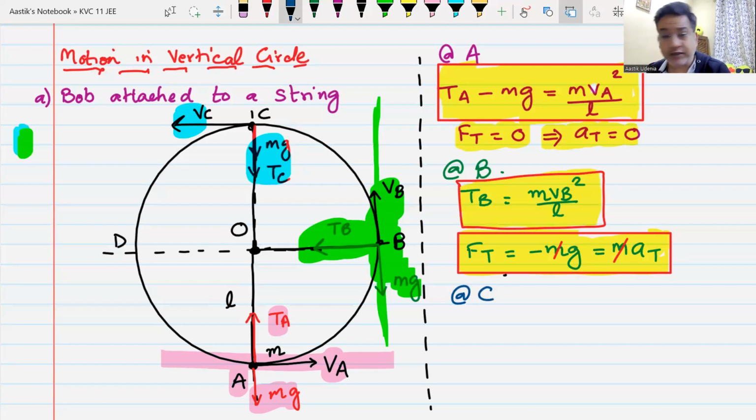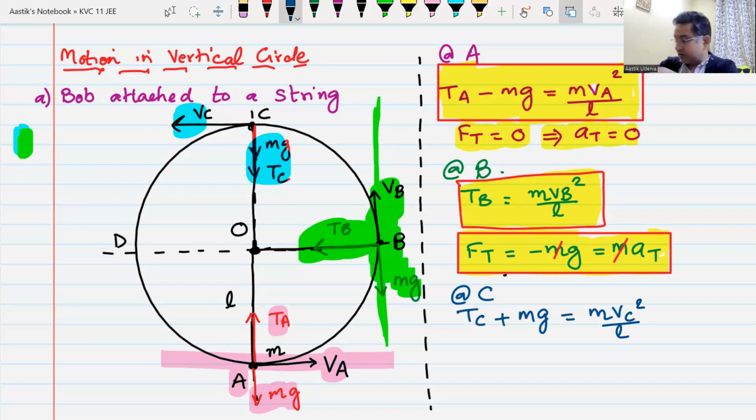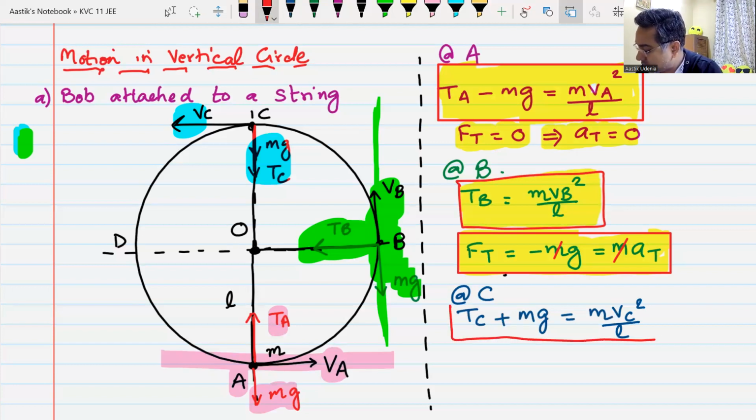No one can make it. Okay. So now I look at the direction towards the center. The force acting towards the center is at point C, tension at point C plus mg. Both the forces are towards the center. That will be equal to m into Vc square by L. So this is the equation that I get at the point C.